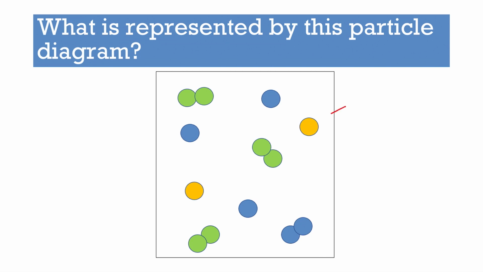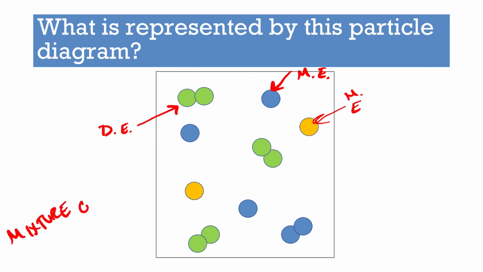Okay, here we have a yellow circle all by itself. This is an element. It is a monoatomic element. I'm going to write Me for that. Here we have another monoatomic element because it's by itself. Here we have a diatomic element because it's two of the same things connected. So we have a mixture of elements.